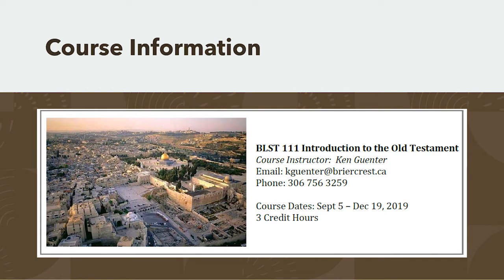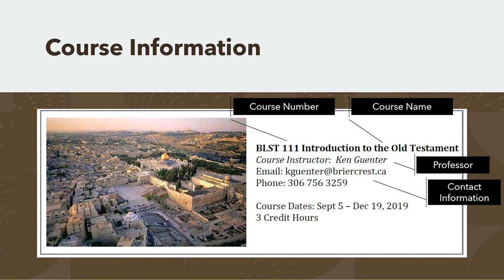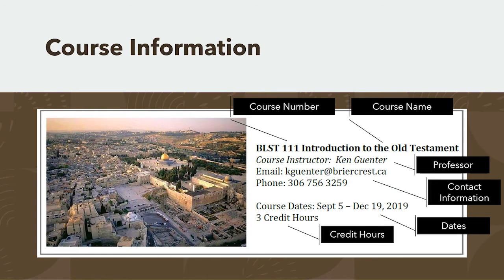At the top of the first page in all syllabi, you will find some basic information about your course. This will list the course number and name, the professor's contact information, the course dates, and the number of credit hours. Most academic courses are 3 credit hours. A credit hour is equated to the number of hours of instruction you will receive in a course. A 3 credit hour course means that you will have 3 hours of instruction per week in a 15-week semester.